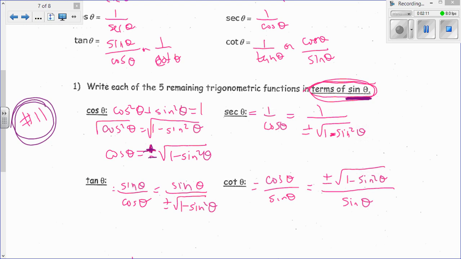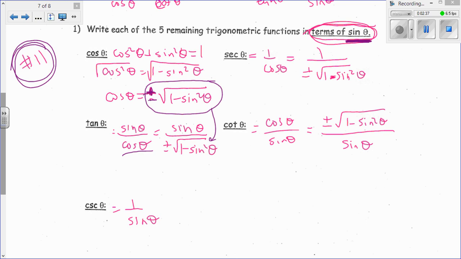Tangent is sine theta over cosine theta. And I can't have a cosine theta in my answer. So in place of cosine theta, I'm taking this plus or minus the square root of 1 minus sine squared theta, and I'm going to replace it. So it's a substitution. So it becomes sine over plus or minus the square root of 1 minus sine squared theta.